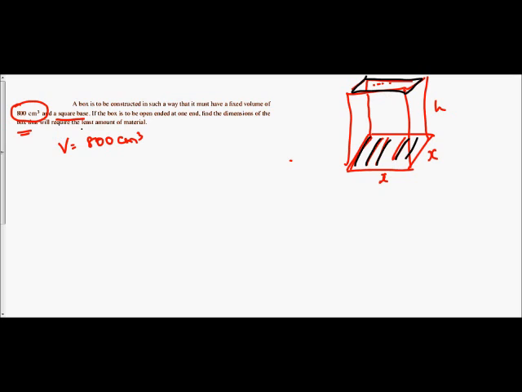The amount of material is actually the surface area. Okay, what is the least surface area? That is, what is the minimum surface area? For minimum surface area, what is x and what is h? That is the question. What are the things that are given? You have volume and you need the surface area.